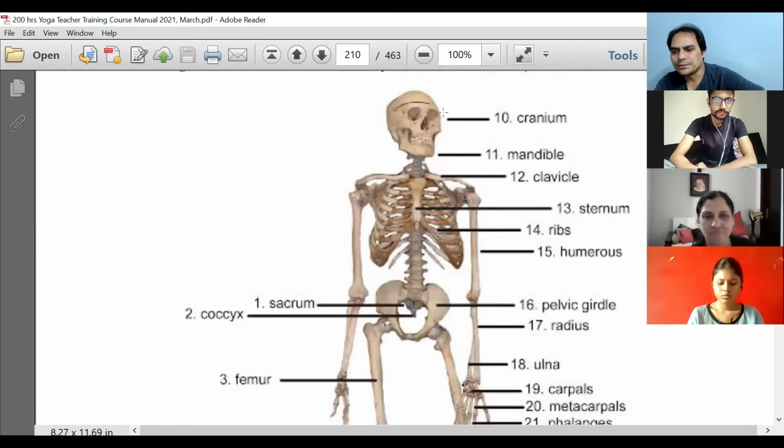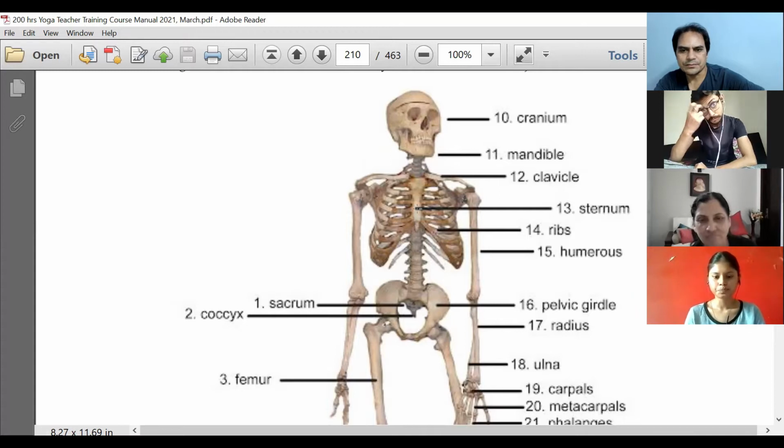Now comes the cranium. This is called the cranium, in the head. Mandible, this one. Then clavicle, this one. And this is the sternum, where the thymus gland is, in the glandular system. Sternum, ribs. The ribs protect our lungs, right?